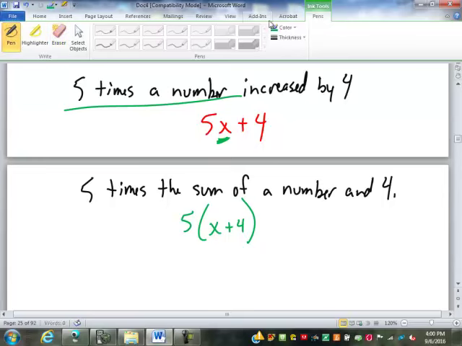Down here, it was 5 times the sum. The sum is the result of an addition problem, which means we have to do the addition first and multiply the result by 5. That's why the x plus 4 is in parentheses. We have to do that part first and then multiply.